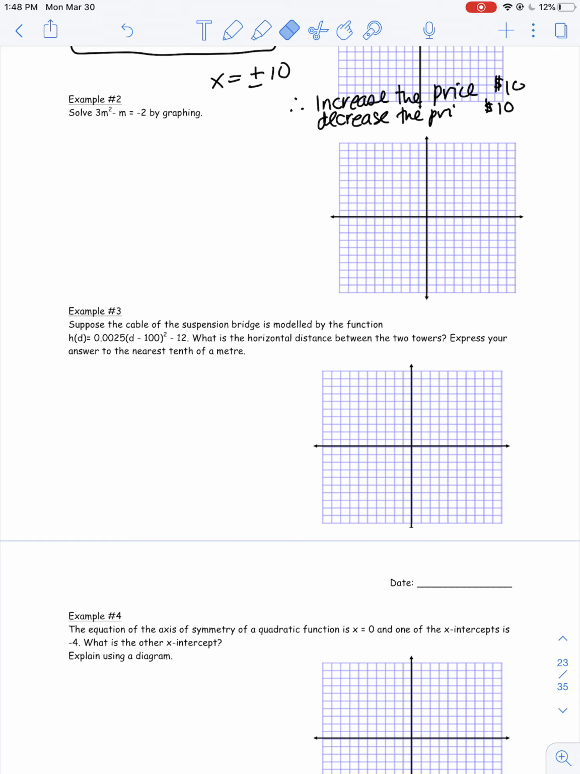Okay, so example number 2, we want to solve this equation again by graphing. Now, if you ever see that there's no 0 on one of the sides, you have to make that happen by moving things over to the other side. So I'm going to start by writing 3m squared minus m, but instead of this minus 2 there, I'm going to add 2 on the left side so that I have a 0 on one of the sides. You cannot do a graphical solution until you have 0 on either the left side of your equal sign or the right side.